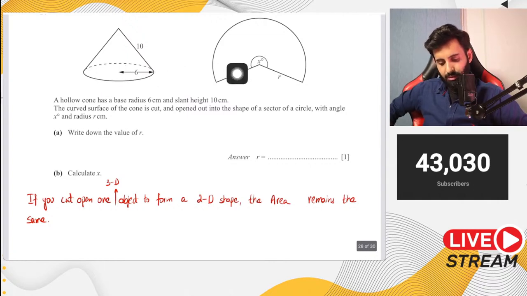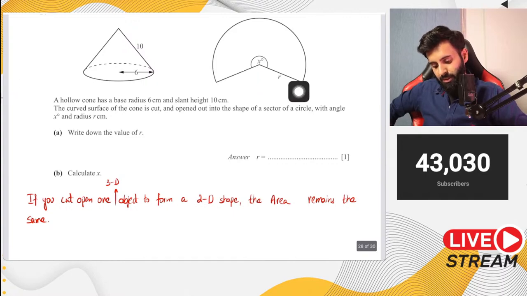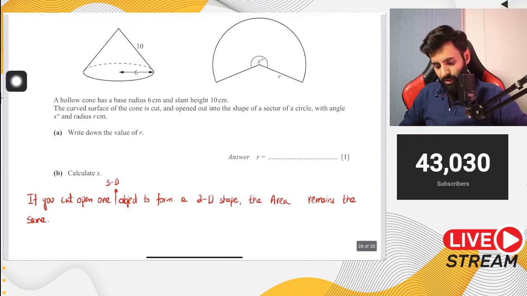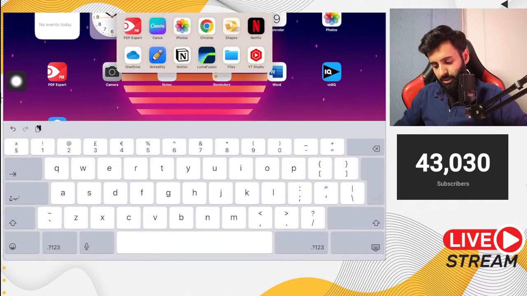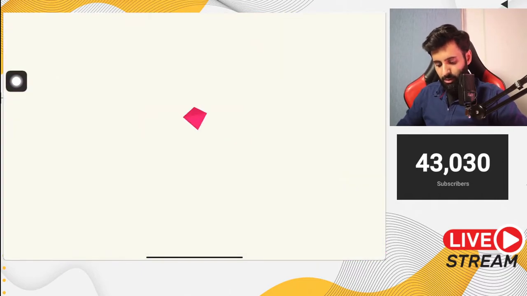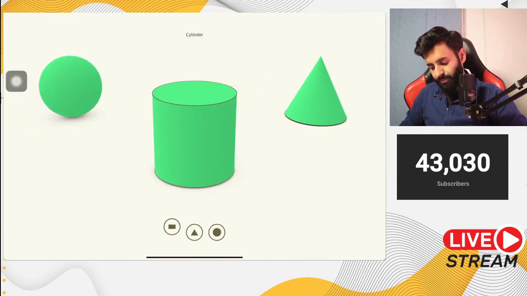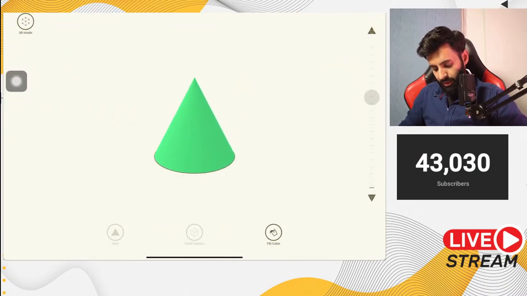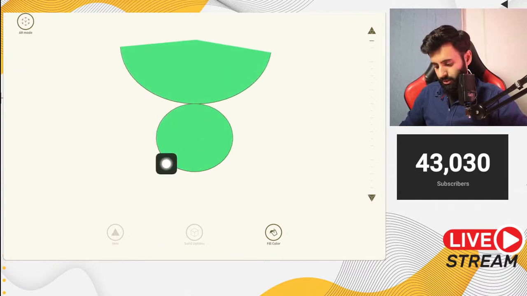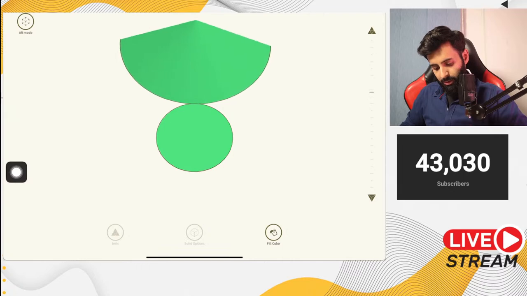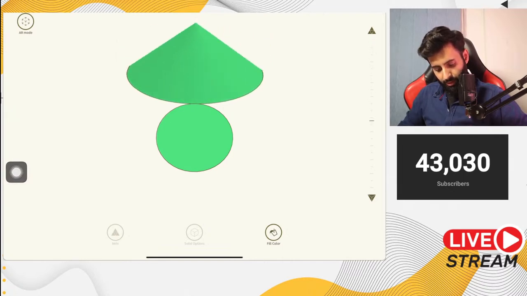Now, another thing to understand is what happens every time you cut open an object, like a cone. Let's understand what happens to the slant height through this app. So here's a cone. Ignore this circle here. Now, notice what happens to the slant height of the cone.